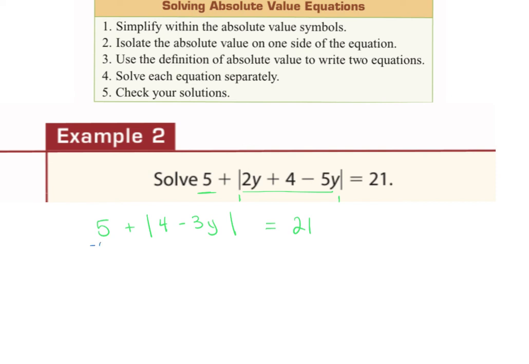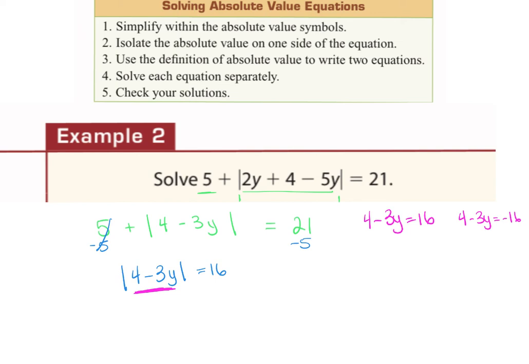So before I even start with two equations, I am going to subtract that 5 over. And so when I subtract the 5 over, 21 minus 5 gives me 16. Now I've done the first thing. I've simplified everything and made sure the absolute value is by itself. That means what is inside here could equal 16, and that would be true. And what is inside here could equal negative 16. Both of those would make that a true statement, right?